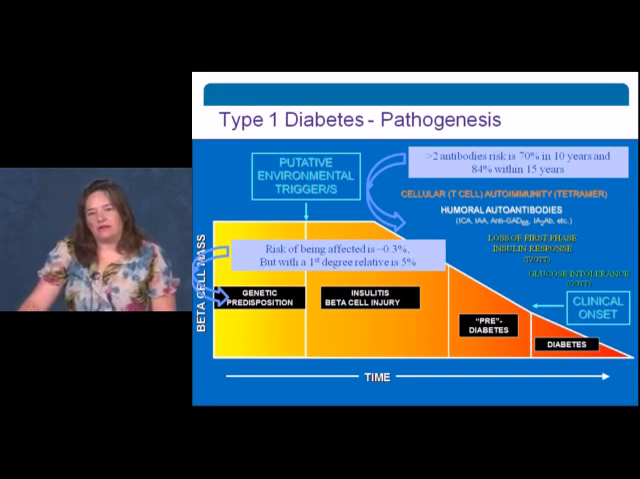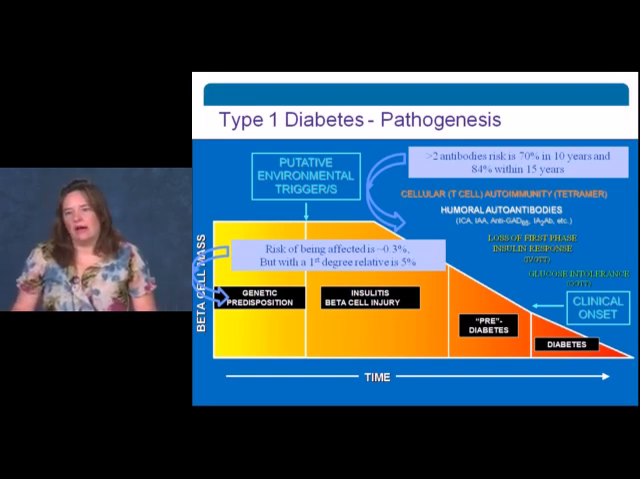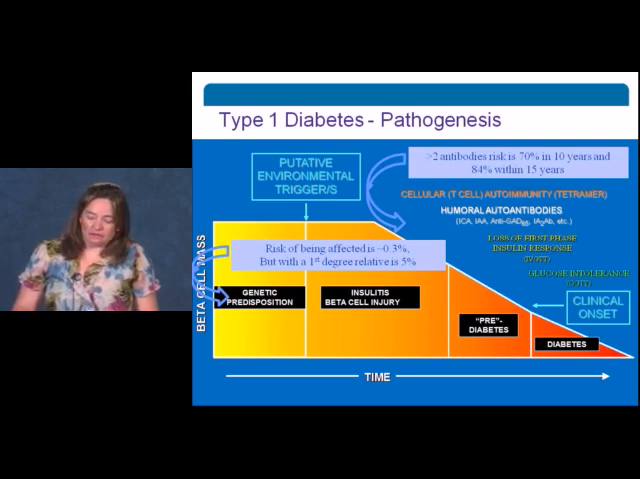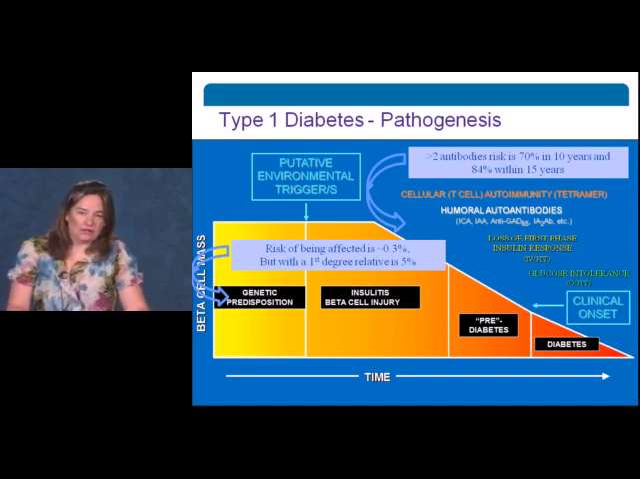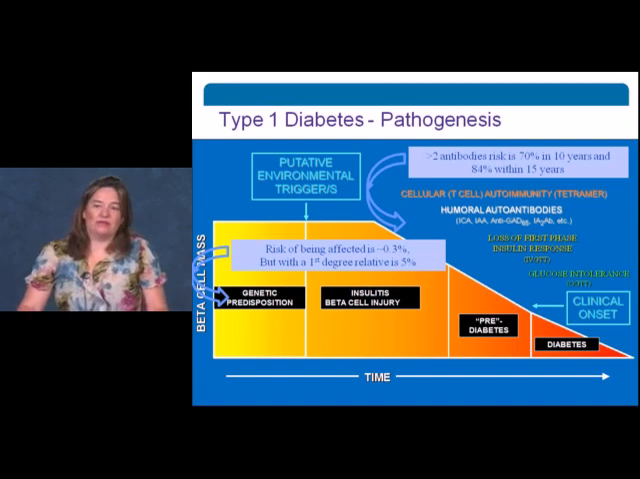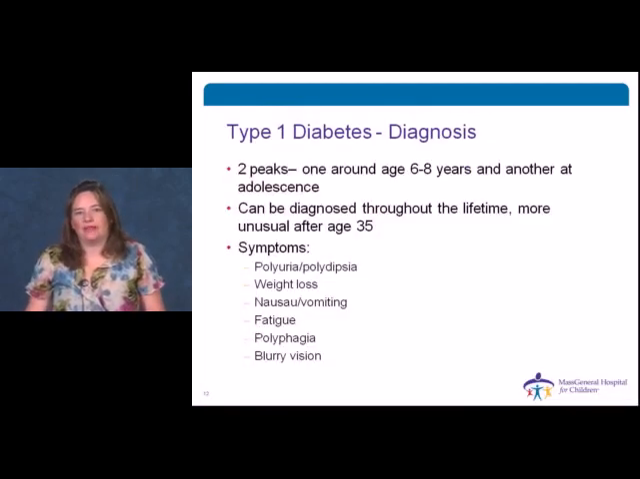As antibodies developed, by the time there were 2 antibodies, there was about a 70% risk in 10 years and about an 84% risk in 15 years. As these people were studied for a longer time, they would see loss of glucose tolerance, and at that point you can predict diabetes at a rate of about 90%.